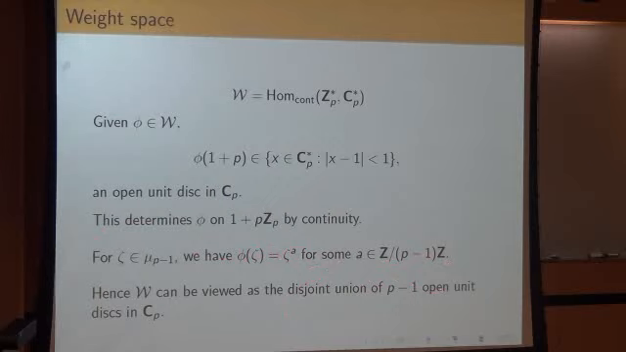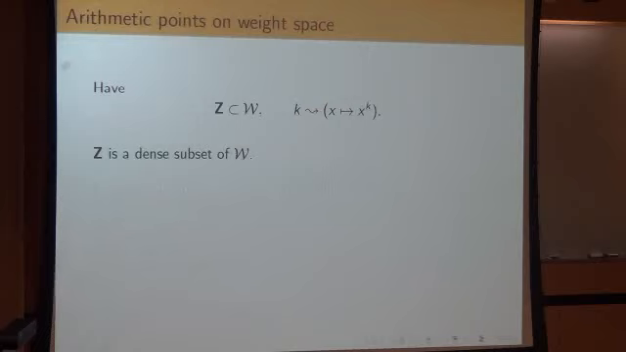Now we can identify certain special elements in this weight space. So first of all, we have integers. Any integer gives me a continuous hom from Zp star to Zp star, which then I view as a subgroup of Cp star, just raising x to the k. And the integers form a dense subset in the rigid analytic sense of weight space.